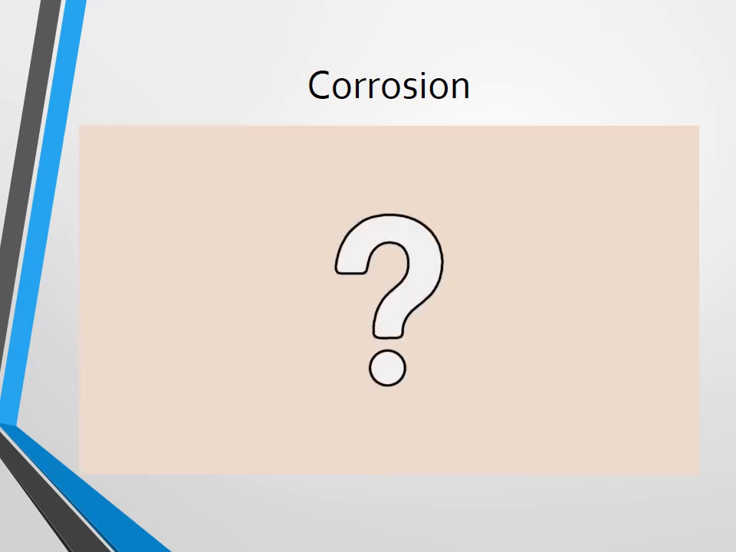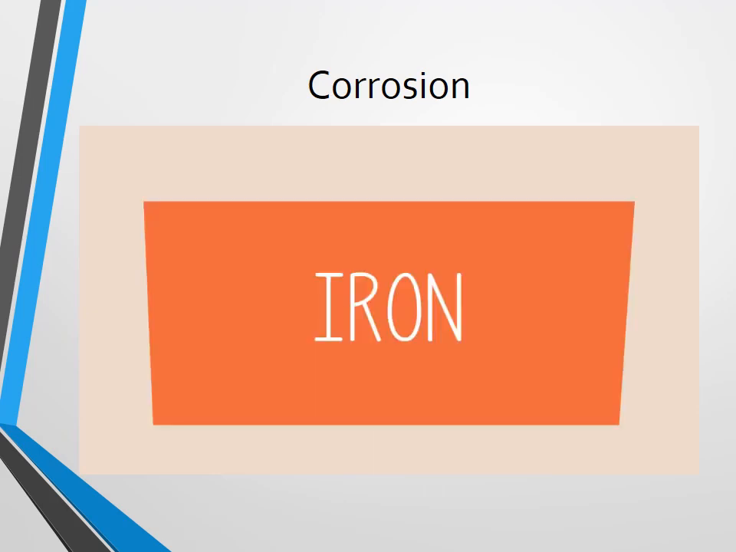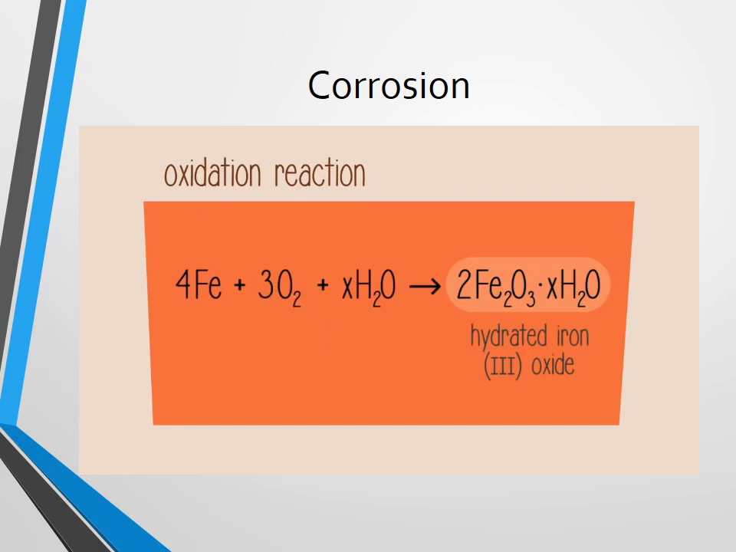So what has happened here? The iron has undergone an oxidation reaction, forming hydrated iron trioxide or rust. Salt and acid act as a catalyst for this reaction, which is why the nail in the second test tube formed more rust than the nail in the first test tube.